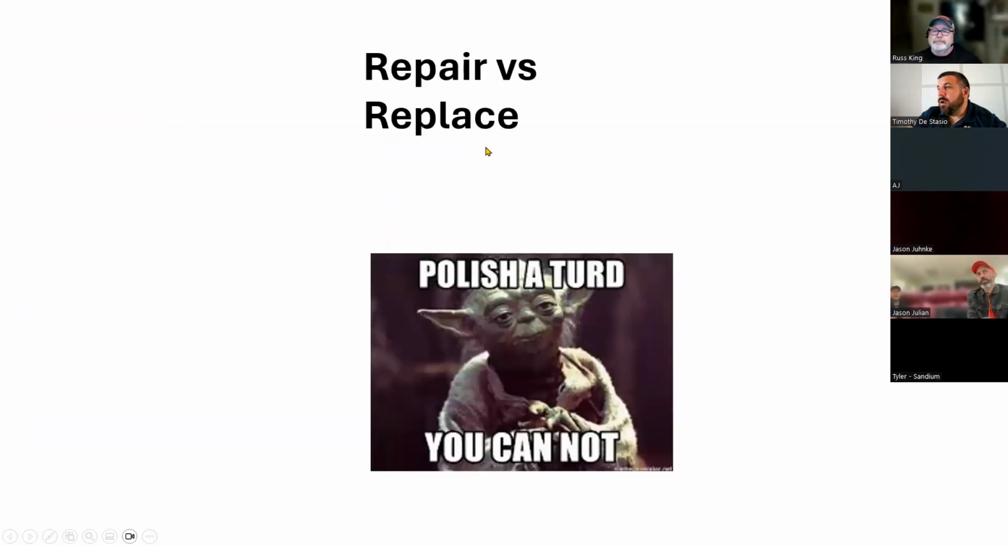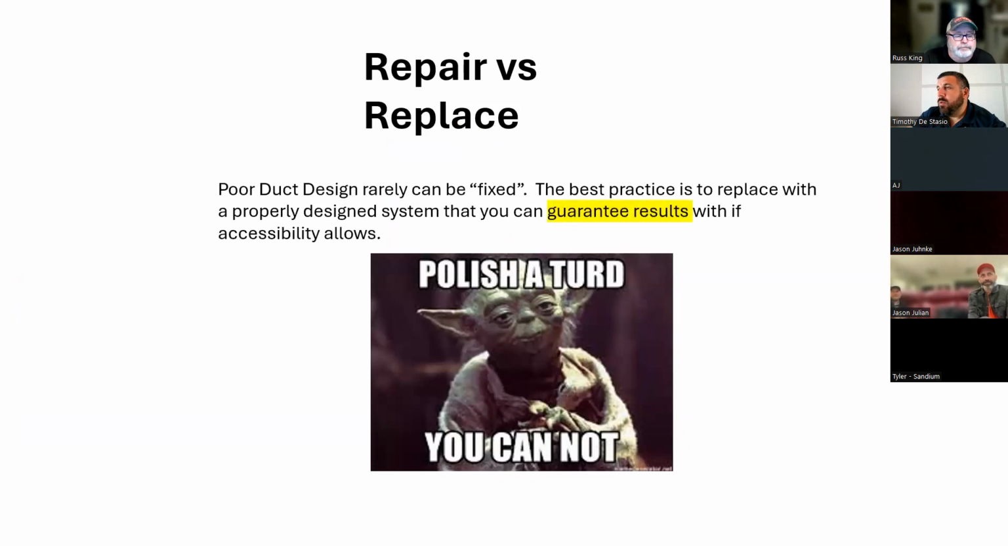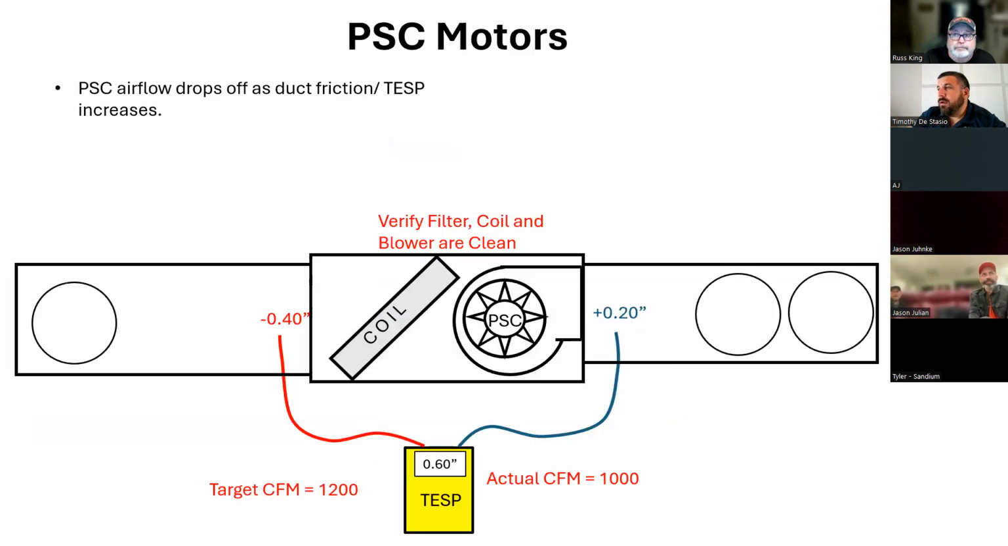And when it comes to ductwork, you can't polish a turd. You can try to repair bad ductwork, but the best thing is to quote a replacement. Let the homeowner decide whether they're going to pay you to do it, but don't just assume that you can make bad ductwork work well with new equipment. You got to be able to guarantee your results, because different motors affect airflow differently.